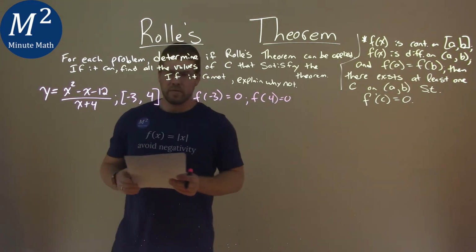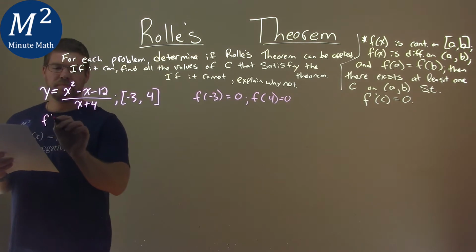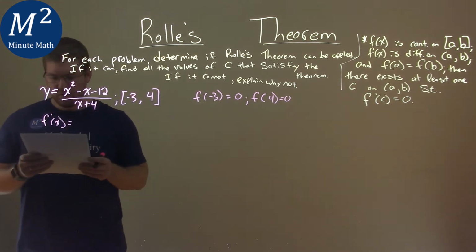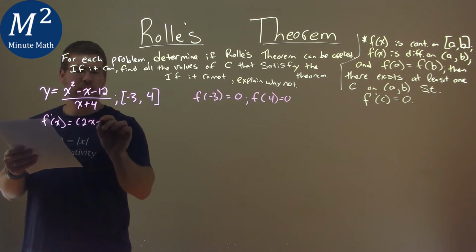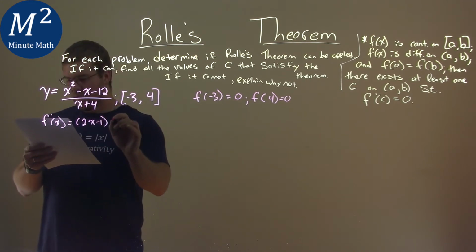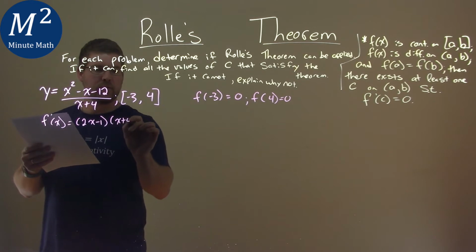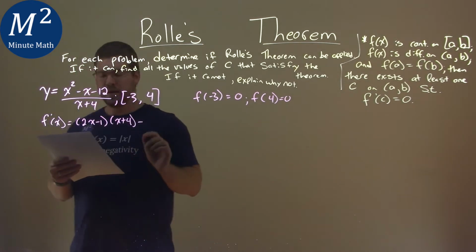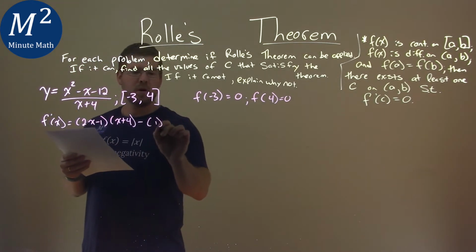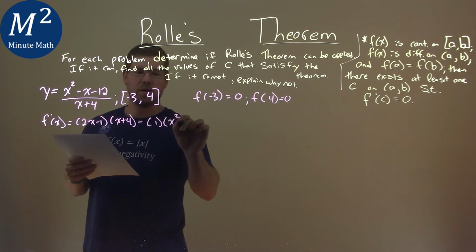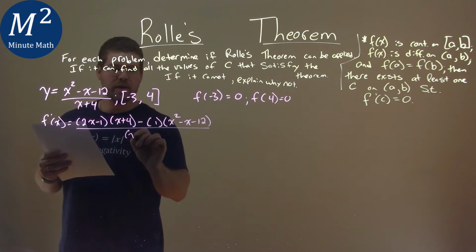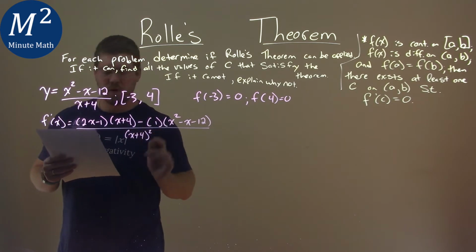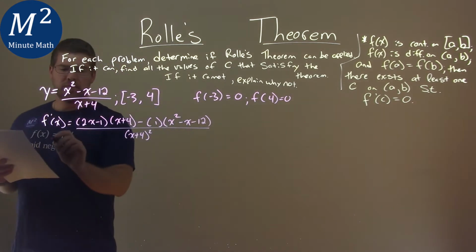We need to take the derivative. So what is f prime of x here? Well, using the quotient rule, we find the derivative of the numerator, which is 2x minus 1, multiplied by our denominator, x plus 4, subtracted by the derivative of the denominator, which is 1, times the numerator, which is x squared minus x minus 12, all over x plus 4, the denominator squared. Simplify this bad boy out.